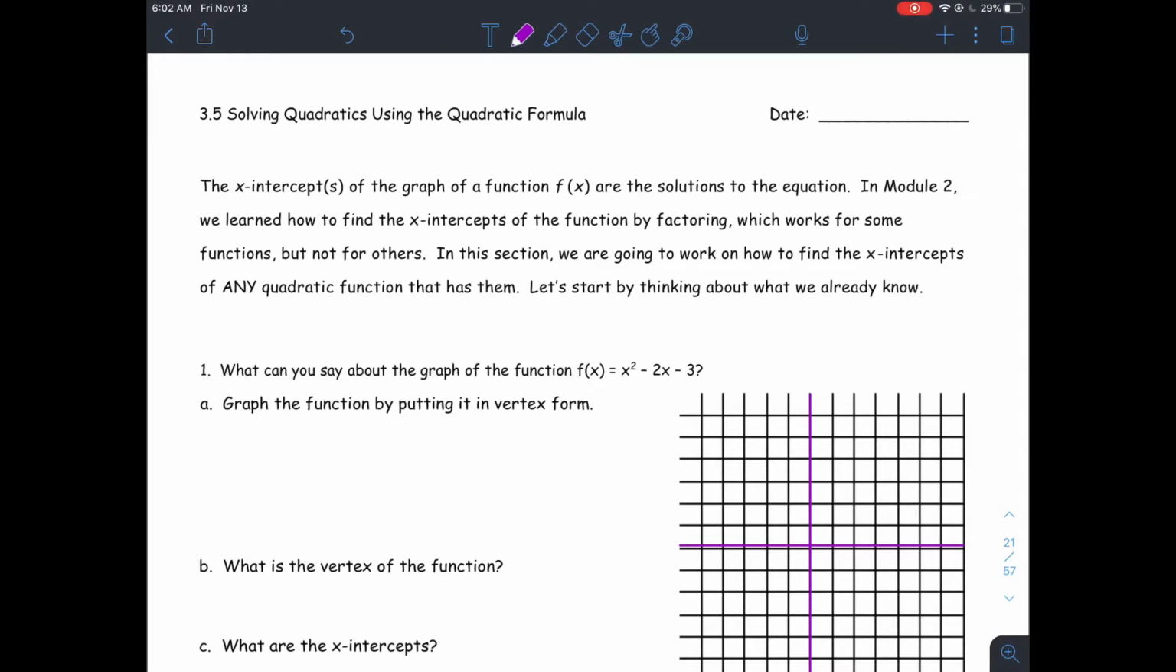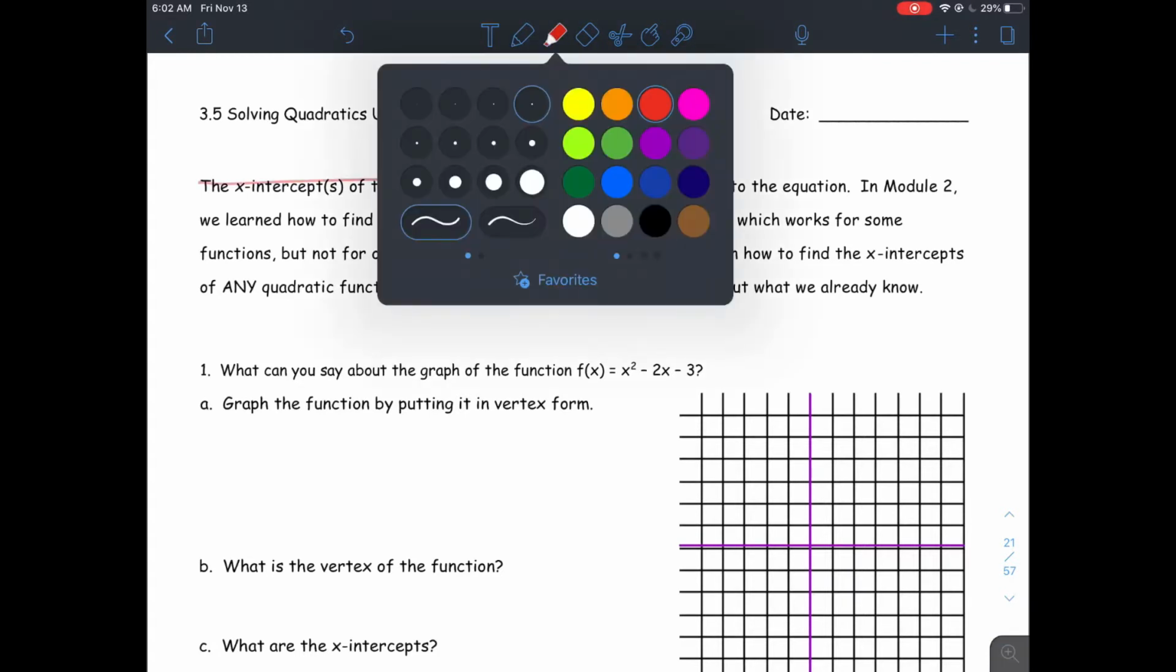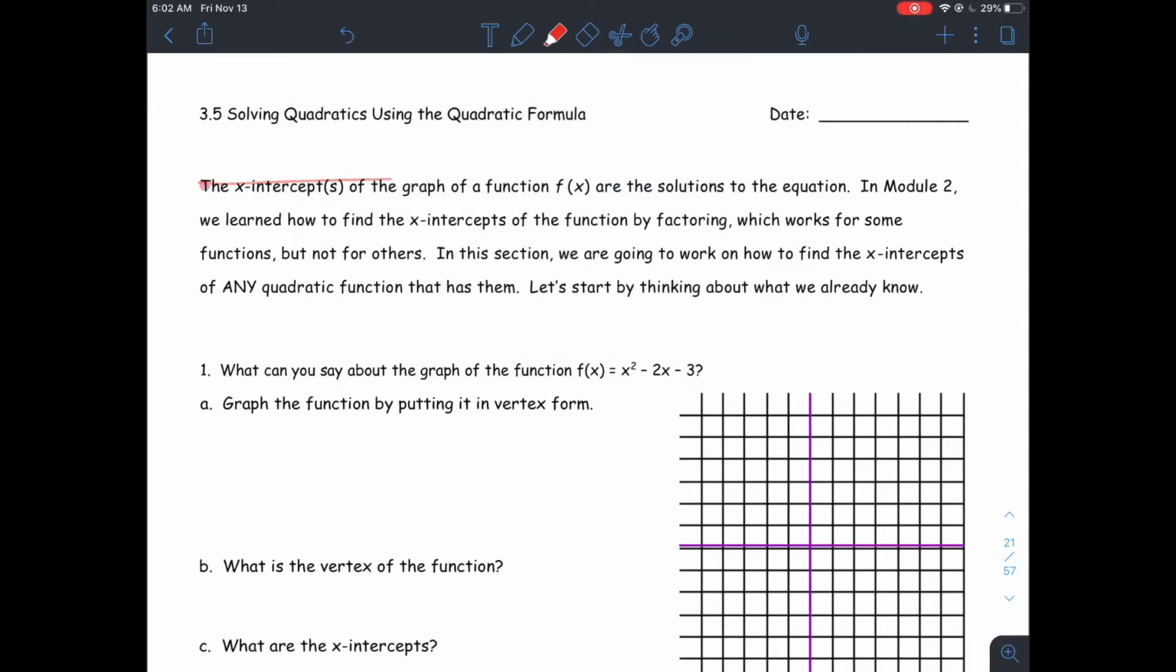So 3.5 is called Solving Quadratics Using the Quadratic Formula. The x-intercepts of the graph of a function are the solutions to the equation. So we talked about this before, that the x-intercepts are also called the solutions, okay? So to reiterate what the x-intercepts are, that would be where the function hits the x-axis.